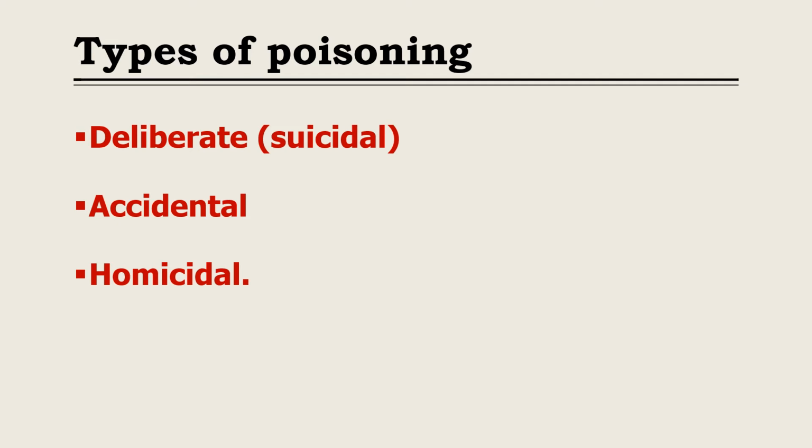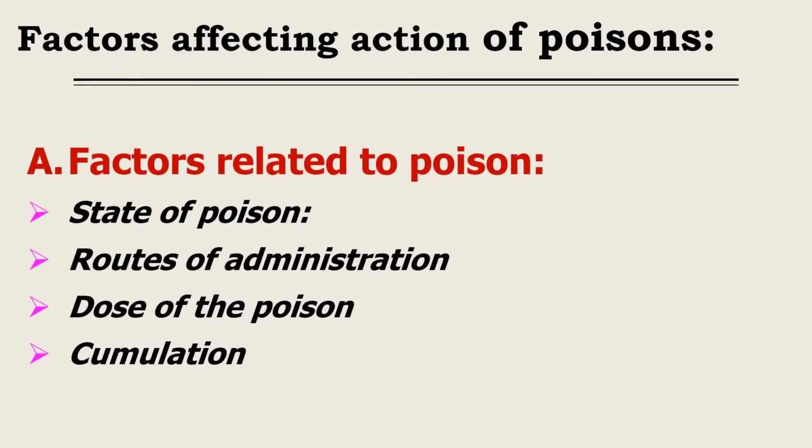How can we be exposed to poison? We have three methods of exposure: either accidental exposure, and this is very common, especially in children, or by suicidal attempt, or homicidal attempt. So these are the methods that lead to toxicity or poisoning: suicidal, accidental, and homicidal.